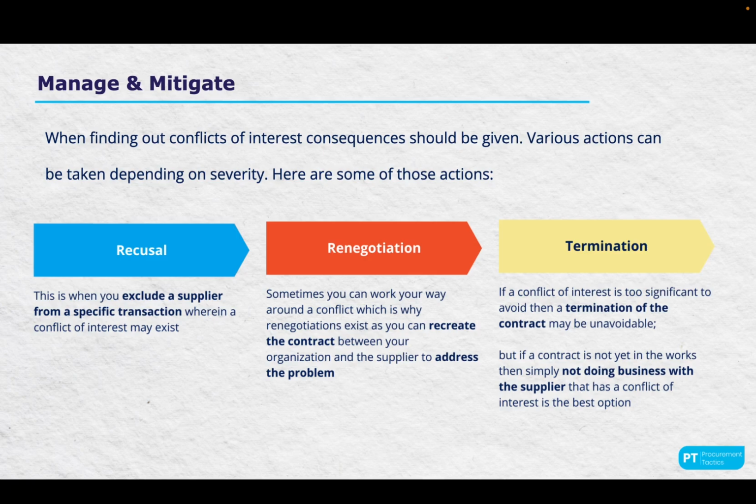Third one is termination. If a conflict of interest is too significant to avoid, then a termination of a contract may be unavoidable, but if a contract is not yet in the works, then simply not doing business with a supplier that has a conflict of interest is the best option.